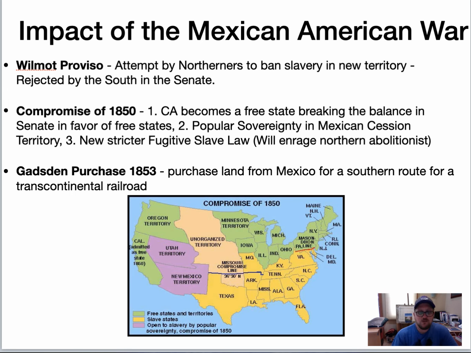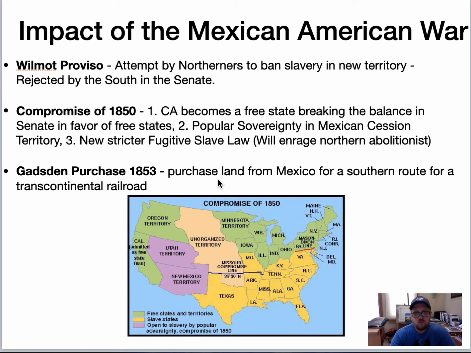The impact of the war is big. We have the Wilmot Proviso. This Wilmot Proviso basically was an attempt by Northern Whigs to declare that all new territory within this Mexican cession was going to be closed to slavery. It was obviously rejected by the Senate, which had the actual majority because Texas was in, they had more states than the North did at that time.